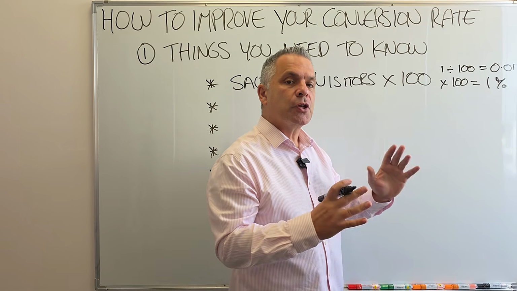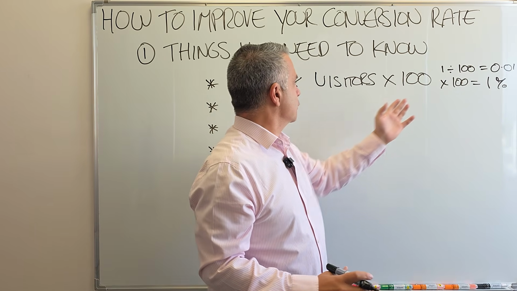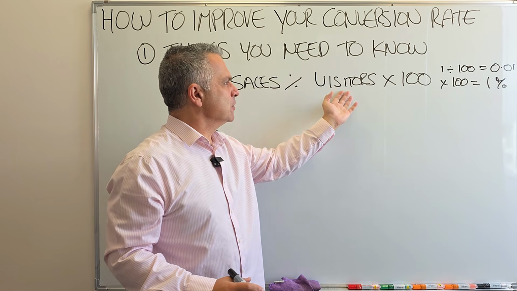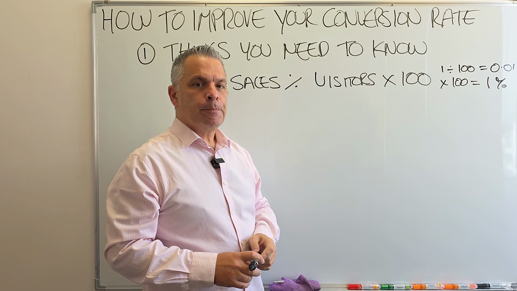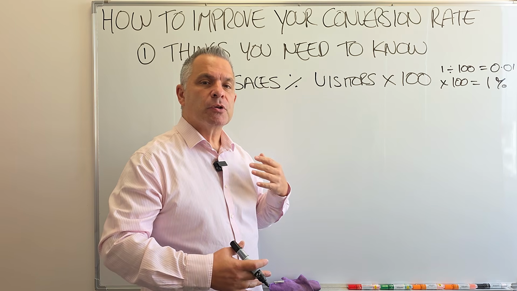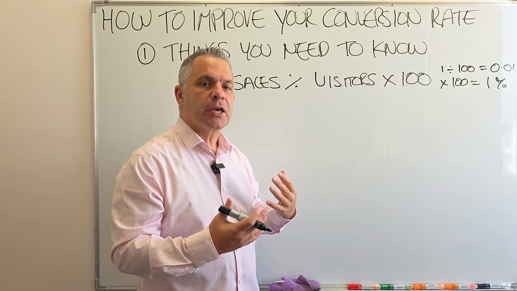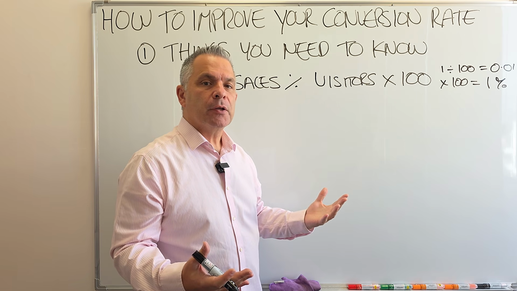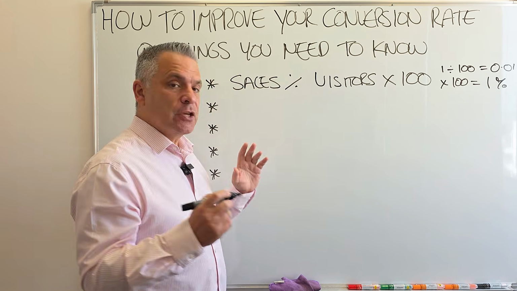Super simple. You've got to know that. That's how you work out conversion rate. Sales divided by visitors times 100. And that's how we know what's going on in terms of how well people are converting on what you're selling, right? Which leads me to the second thing you need to know.